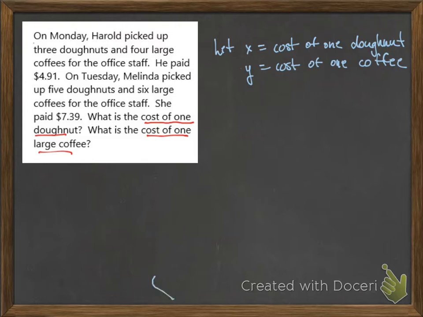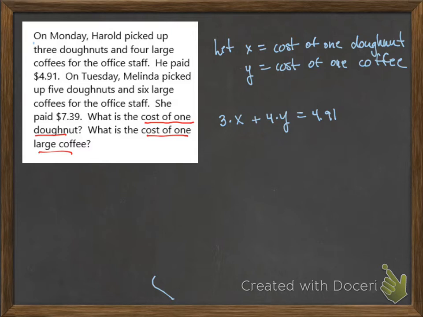So on Monday, Harold picked up 3 donuts, so that contributed 3 times the cost of those donuts, plus 4 large coffees, so that's the cost that the coffees contributed, and he paid a total of $4.91. So whatever the cost of the donuts is, if he bought 3 of them, he paid 3 times that. Whatever the cost of the coffee was, and he bought 4 of them, he paid 4 times that. So the total was $4.91.